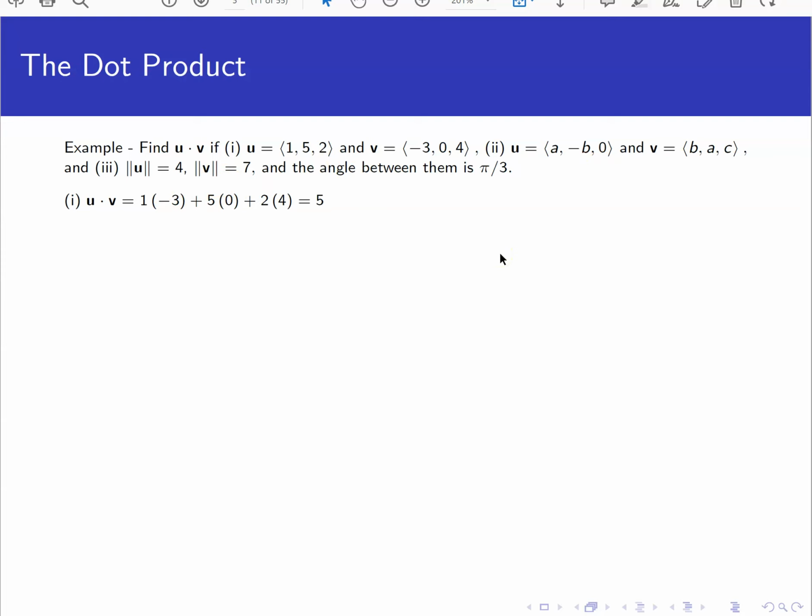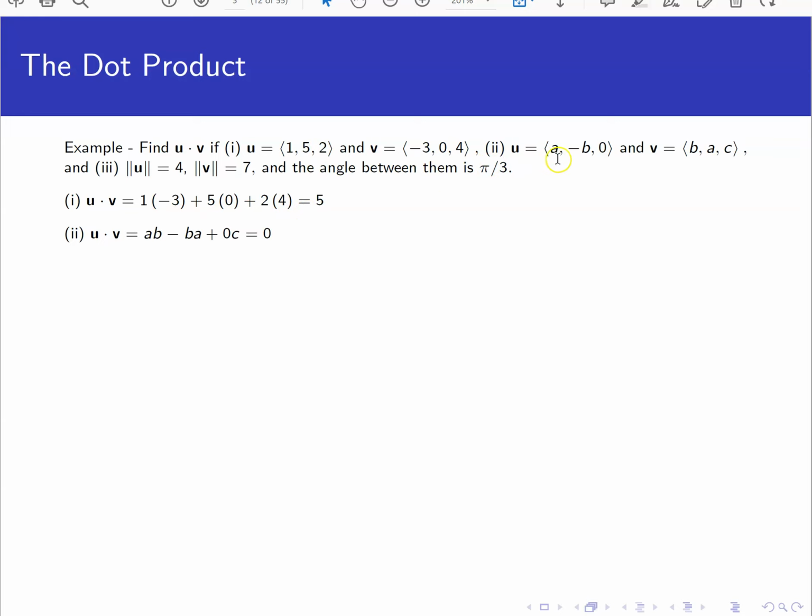By the definition we just came up with on the previous slide, we just need to multiply the same components together and then add the results. The product of your x components is 1 times -3. For the y components, it's 5 times 0, and the z components is 2 times 4. So then add those together and simplify, and we get 5.